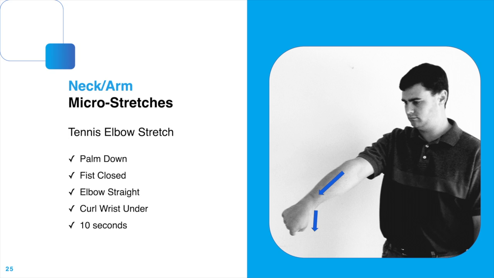The microstretch to avoid tennis elbow is easy and effective. Hold your arm straight at the elbow, palm down, close your fist, curl the wrist down, and turn the fist a little toward the outside, as shown in the picture.